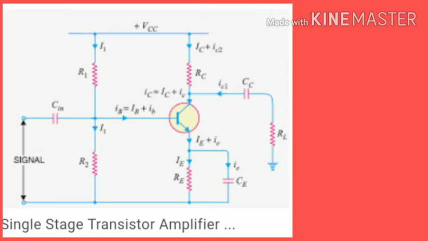From this explanation, it is clear that in a common emitter amplifier, the positive half cycle of the signal appears as an amplified negative half cycle at the output terminal, and when we apply a negative half cycle to the input of this amplifier circuit, we get the positive half cycle at the output.